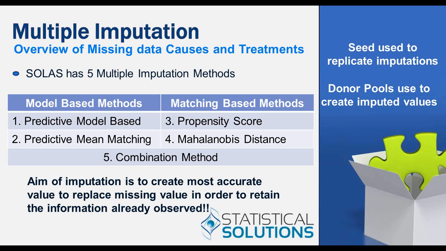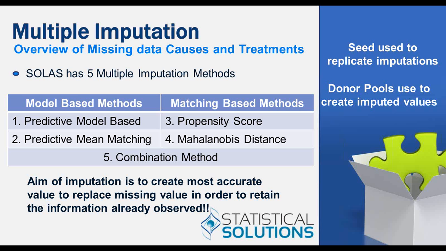So the model-based methods rely on some sort of a model: you model the observed data, and you use this model to learn something about the missing patients or the missing cases in the data set, and you try and use that model then to impute reasonable values for the missing data points. So we have 2 here. One is called predictive model-based method, and the other is called predictive mean matching.